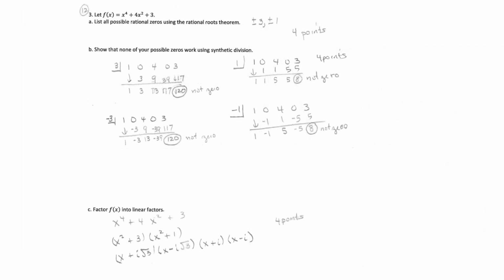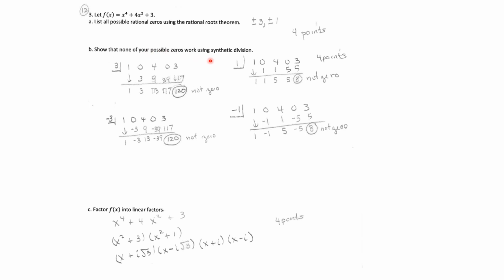For number 3, you were given f of x equal x to the 4th plus 4x squared plus 3. Note this is an even function, so you get the same values whether it is plus or minus. You're supposed to list all possible rational roots, and those were going to be plus or minus 3 and plus or minus 1. That was worth 4 points.